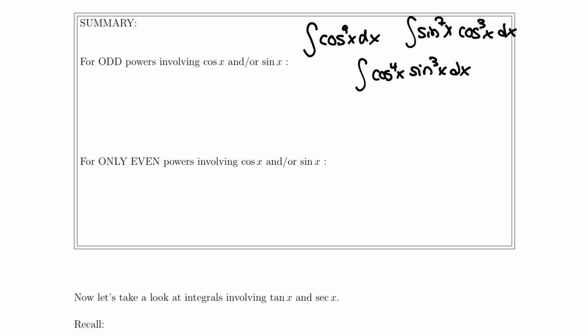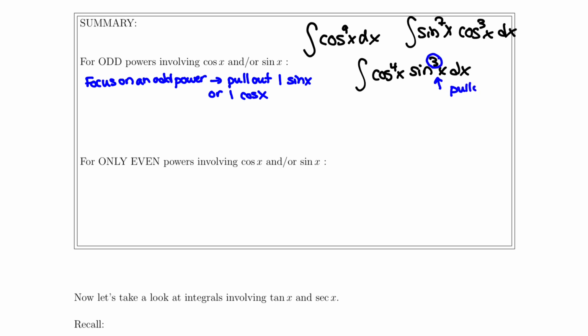Bring a single one out. So which do we focus on? We focus on an odd power, whether it be this odd power or this odd power. We focus on an odd power, and then we pull out one sine or one cosine. So, for instance, if we have an odd power here, we would pull out a sine. We'd put a sine x on the side and a sine squared inside.